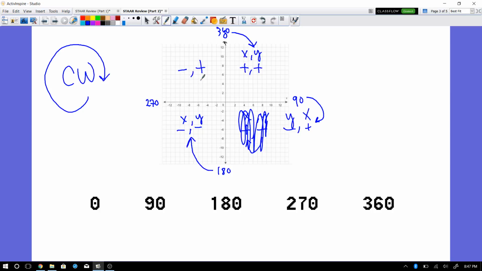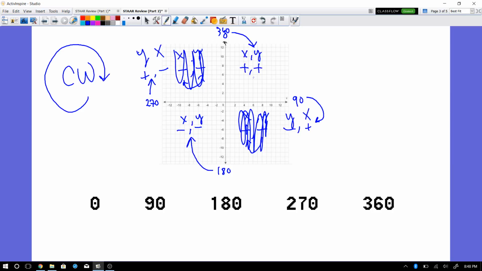This one's going to flip again. So this is going to flip. This is going to be your x, this is your y. It's going to end up going y is positive and x is negative. There's your 270. And your 360 or all the way back would just be your original coordinates.